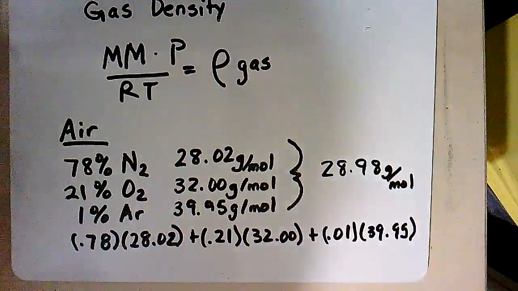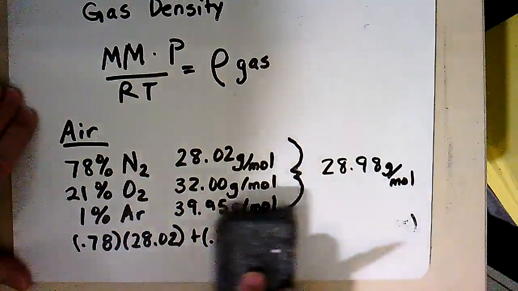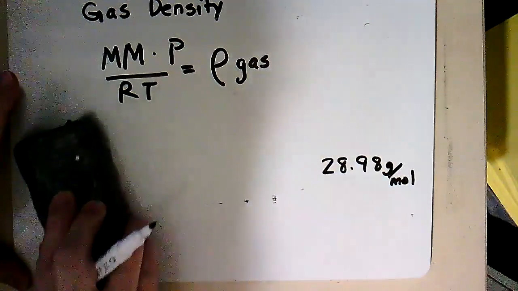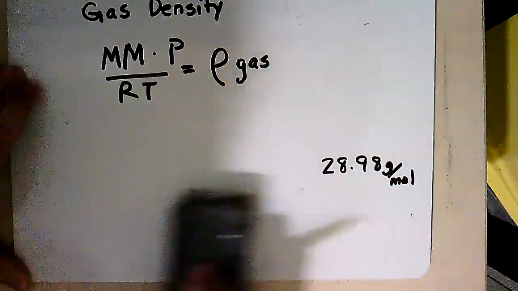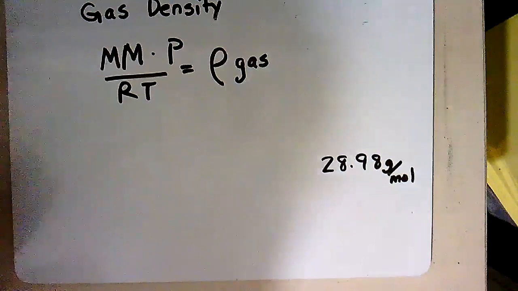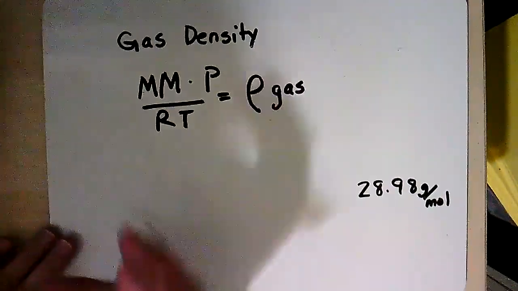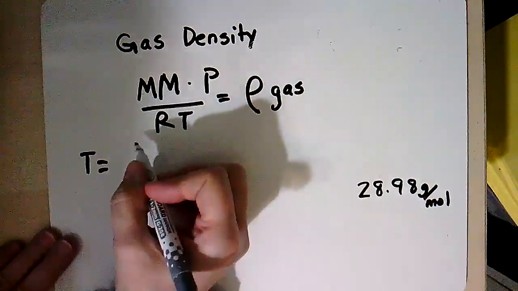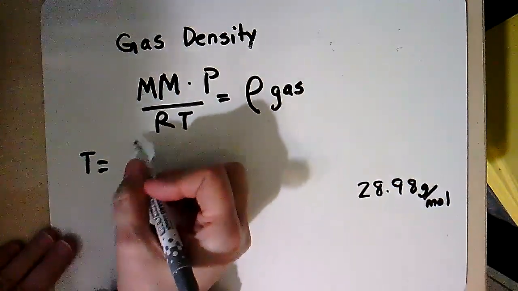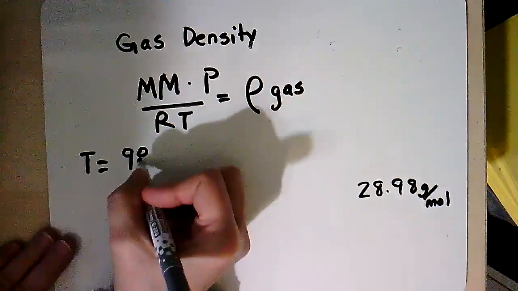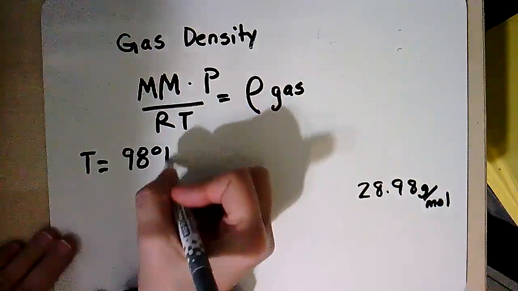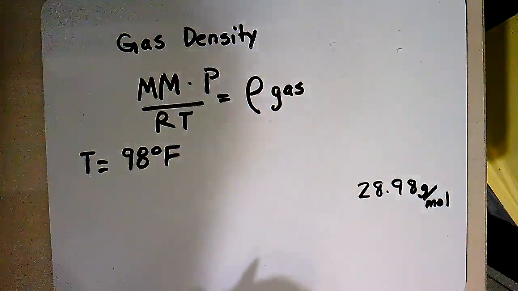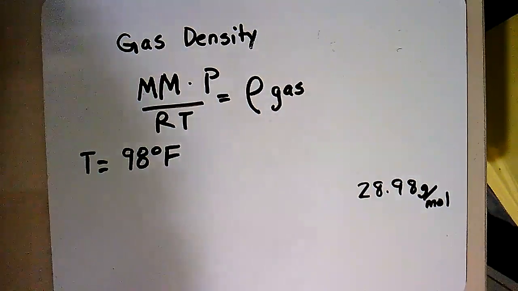So let me give myself a little space here. I'm just going to keep the result of this calculation, and I'm going to ask the question. So the question is, what is the density of air at a temperature of 98 degrees Fahrenheit? Oh no, we have to convert Fahrenheit all the way to Kelvin. What are we going to do?